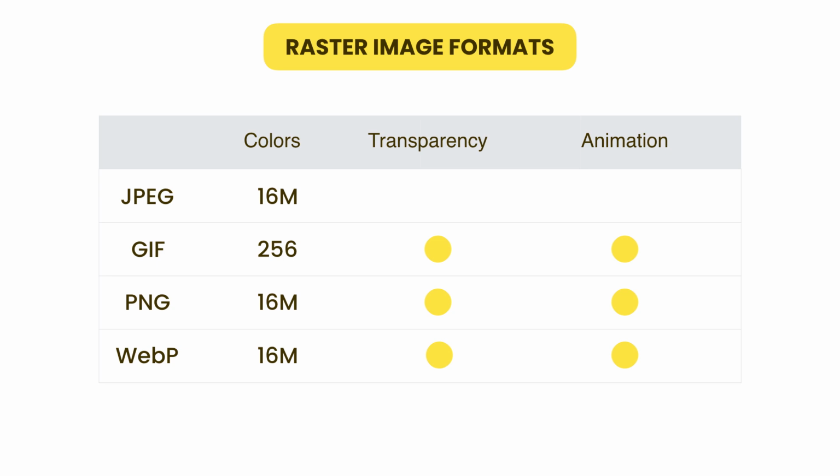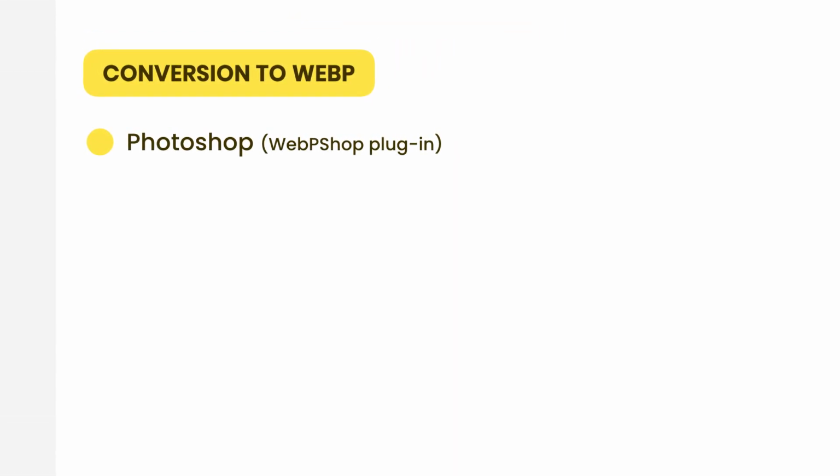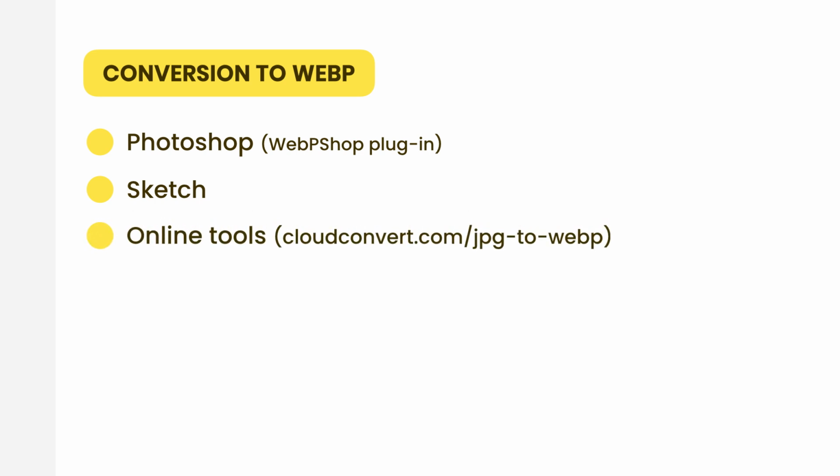Now you might be wondering how we can convert our images to WebP format. Well, there are a few ways. If you use Photoshop, you have to download a plugin called WebP Shop. If you use Sketch, you get native support, so you can easily export or save an image as WebP. And in case you're not familiar with Sketch, it's a very popular design tool. We also have a bunch of online tools like cloudconvert.com, which we're going to use in this lesson, as well as command line tools, which you're going to use if you want to automate the process of converting to WebP.